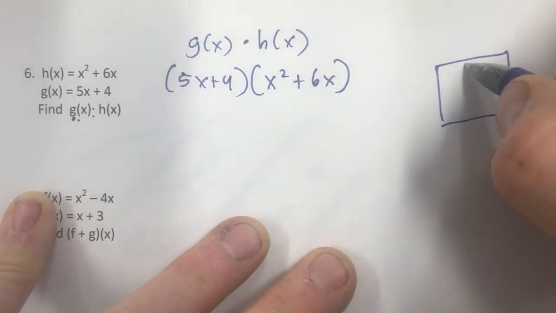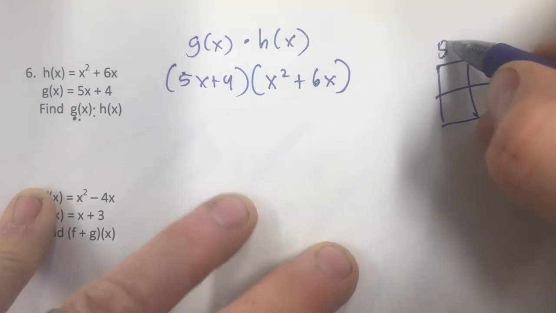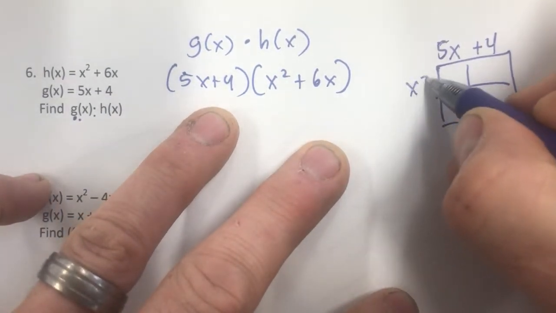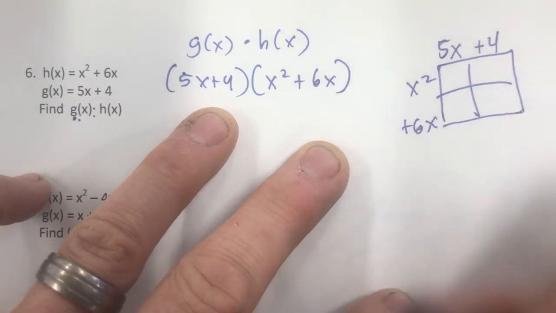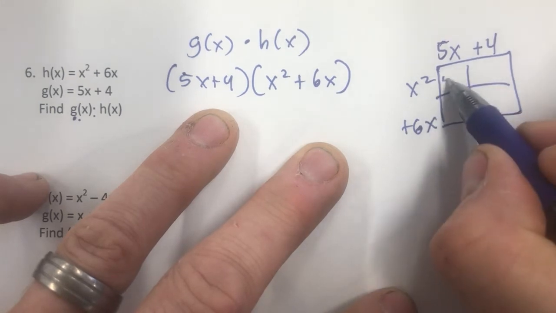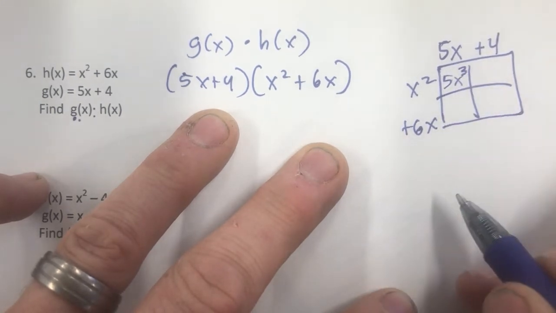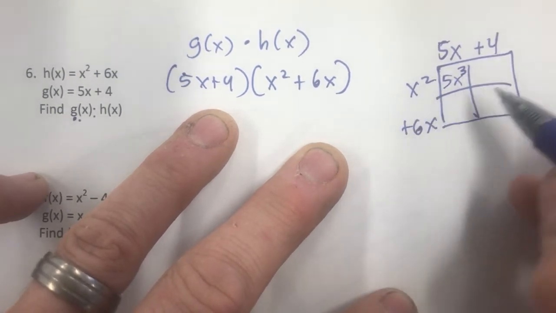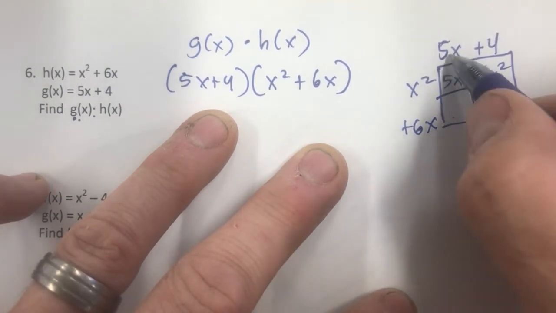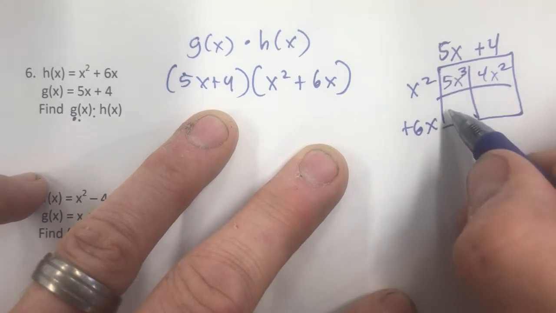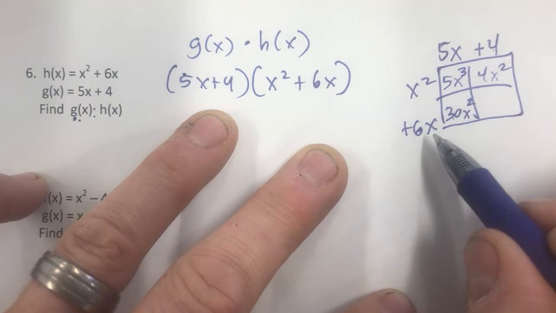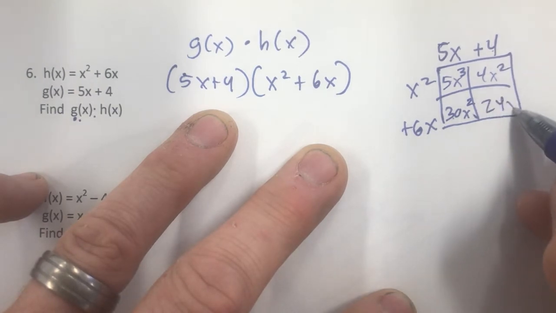Okay, we've done this before. I'm going to have 5x plus 4 on top of the box. I'm going to have x squared plus 6x on the side of the box. So right here in this one, 5x times x squared would be 5x to the 3rd power. Right here, 4 times x squared would be 4x squared. In this one, it's 5x times 6x, which is 30x squared. And in this one, it's 4 times 6x, which is 24x.